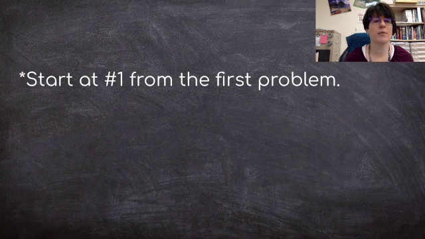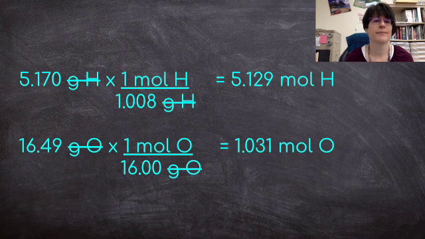So for this problem, we actually start at step number 1 from the first problem. So we take our percentages and we just turn those into grams, and then we find the number of moles. So we have 5.170 grams of hydrogen. We convert using the molar mass to moles. So the molar mass of hydrogen is 1.008 grams, and we get 5.129 moles of hydrogen.